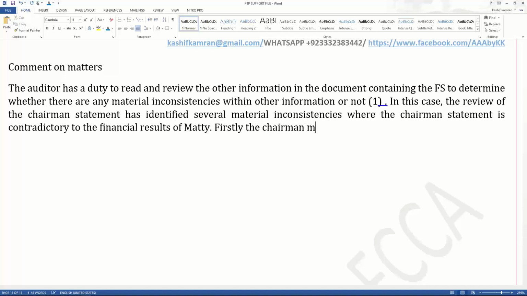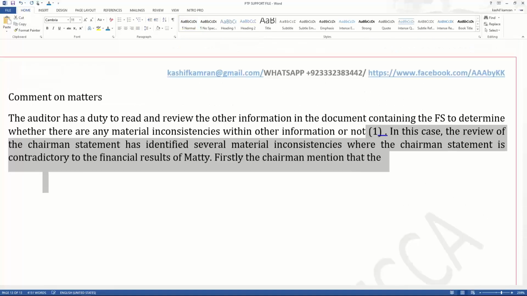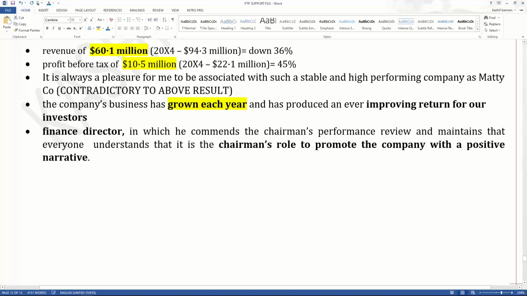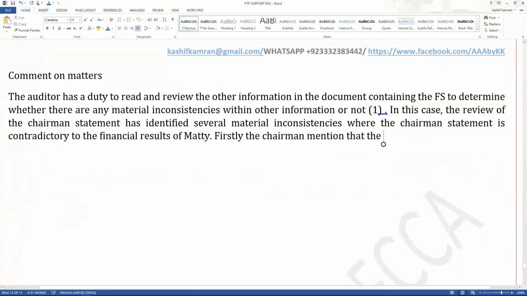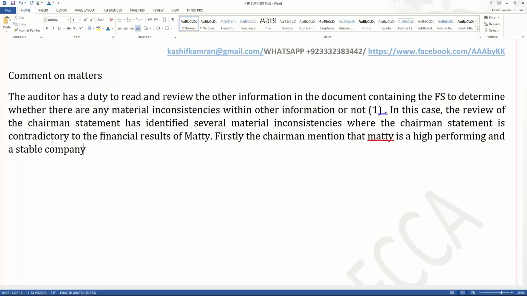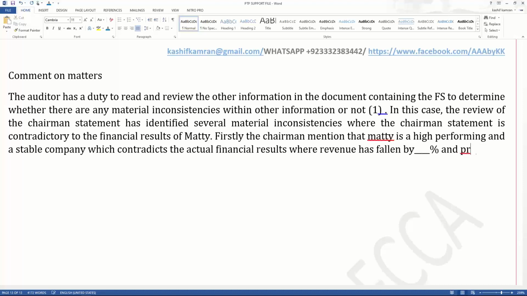Firstly, the chairman mentioned that METI is a high performing and a stable company, which contradicts the actual financial results where revenue has fallen by a fill in the blank percentage and profit has gone down by a fill in the blank percentage, full stop. You get another 1 mark.